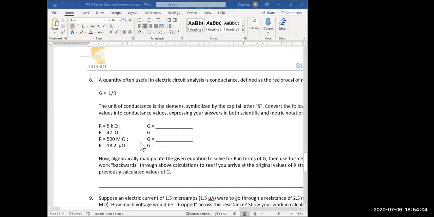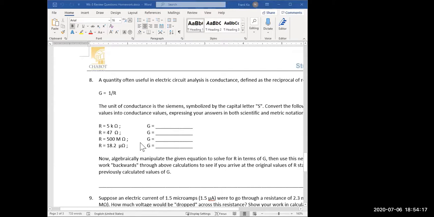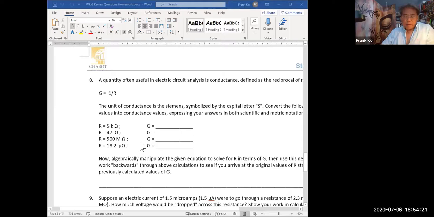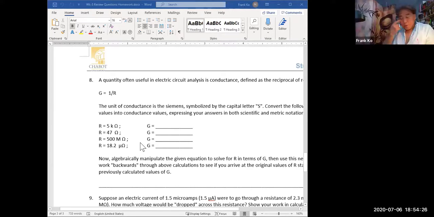I did 18.2 exponent negative 6, equals, Enter. Then I hit the reciprocal key, and then I hit equals again, and I got that. Is that incorrect? Yeah, the process is correct.